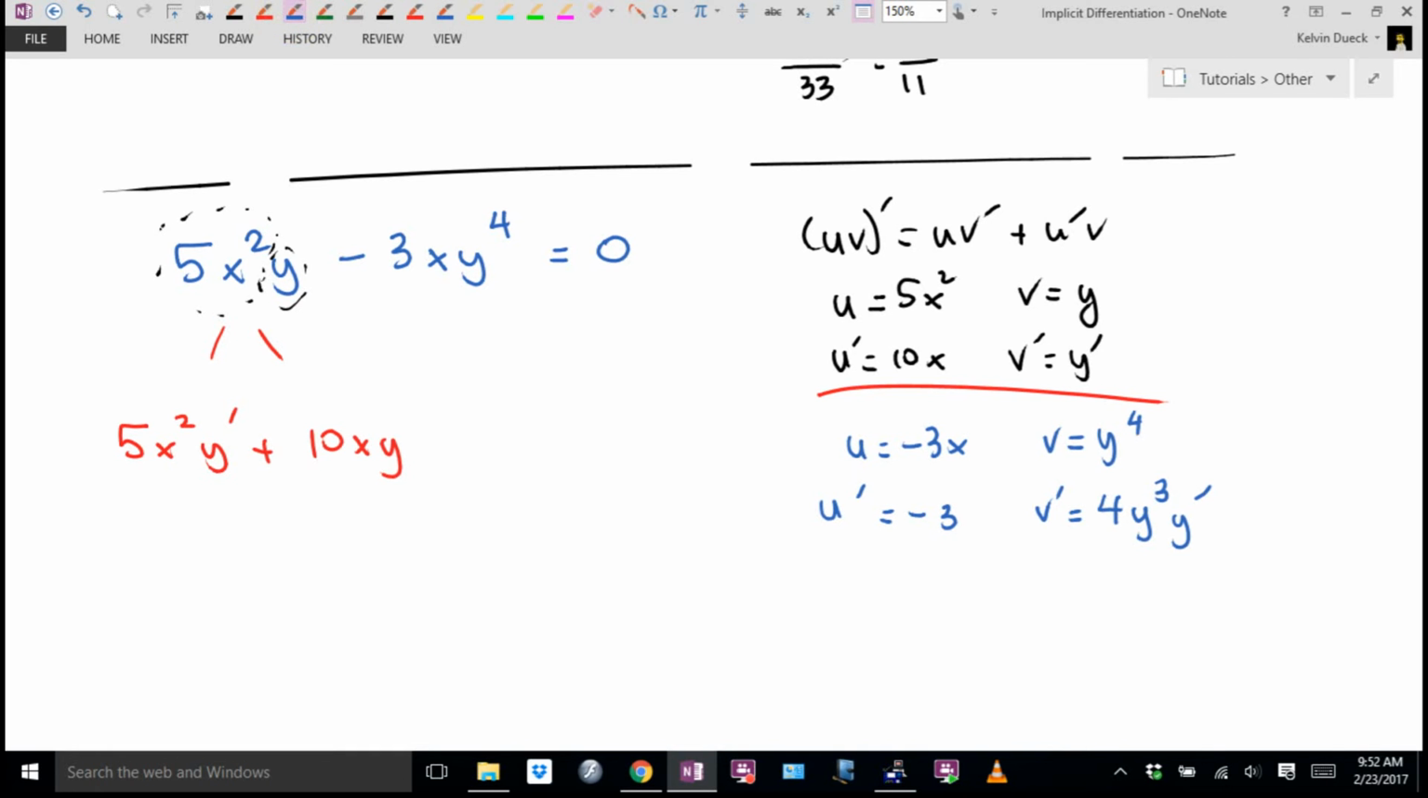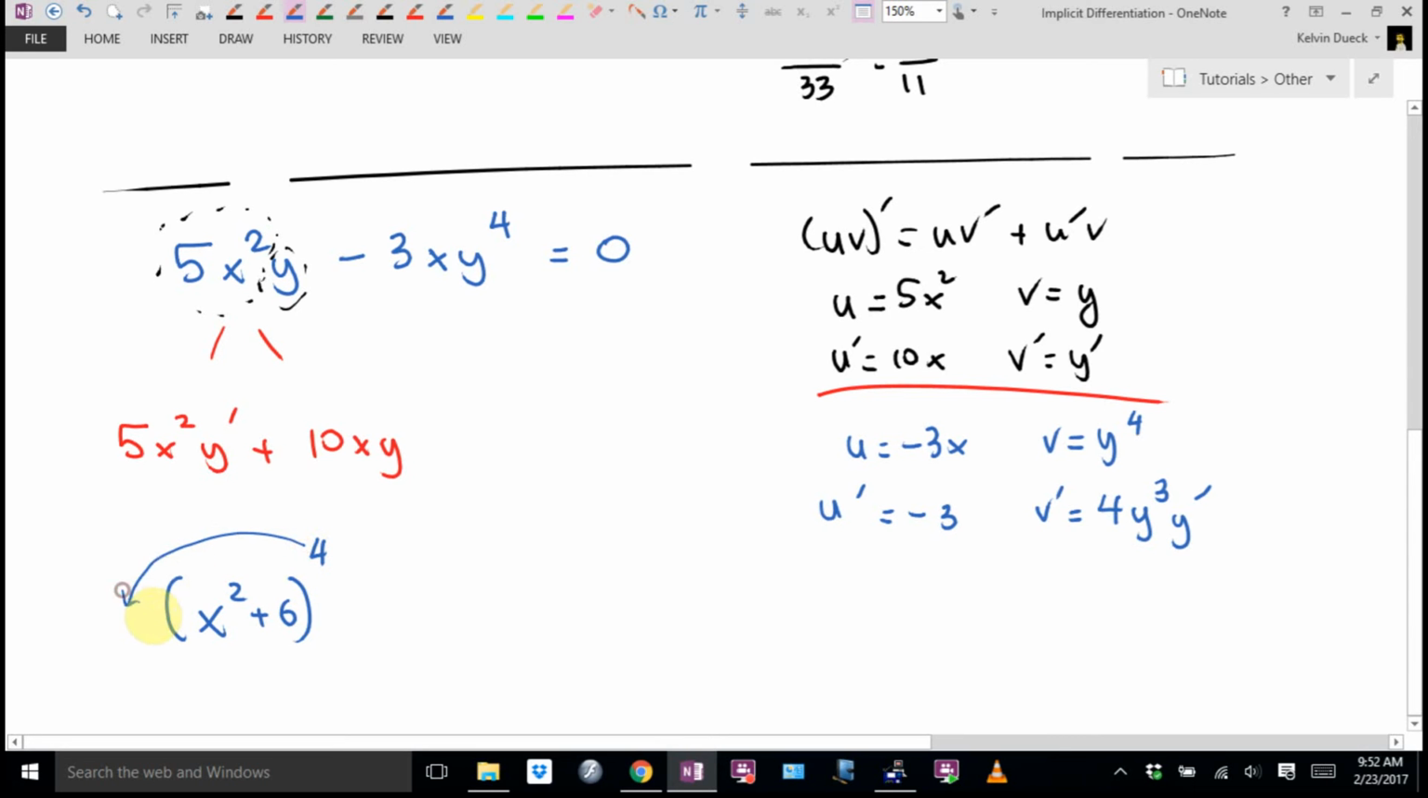Ready? If I had given you x squared plus 6 to the fourth, and I'd said take the derivative of that, you'd move that to the front. Yes? You'd subtract 1 from the exponent. Yes? And then you'd multiply by the derivative of what's inside. This is what the chain rule says. So you'd multiply by 2x. Well, in this case, it's not an x squared plus 6. It's a y, times the derivative of what's inside. What's the derivative of y? y prime.